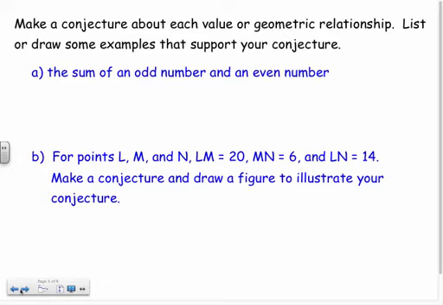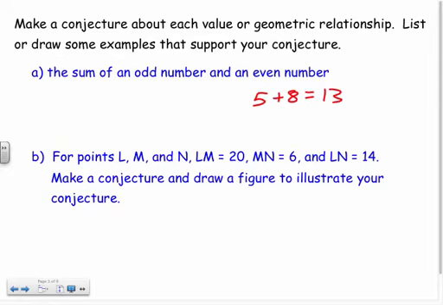Okay, we can also make a conjecture given a relationship in geometry or in math here. So list or draw some examples that support your conjecture. So I got 2 things. Make the conjecture, then let's list some examples to support that conjecture. So the first one, the sum of an odd number and an even number. Well, let me do a couple examples to figure out what I'm going to say. So an odd and an even. There we go. I get an odd.